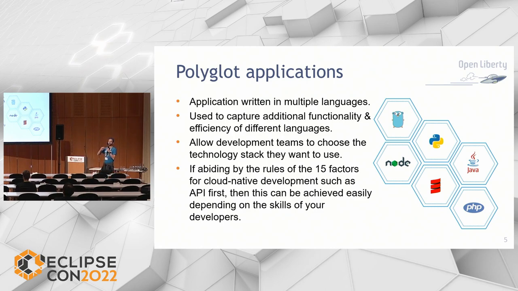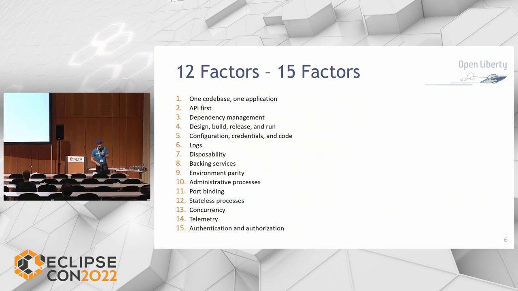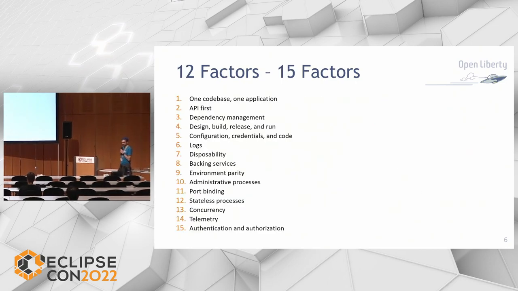And also, who's heard of the 12 factors? This was created by Heroku. I see a few people, yep. So there's a few additional factors, and I'll talk about those later. But essentially, if you abide by the additional factors like API first, security, etc., it makes creating applications using polyglot programming a lot easier. So these are the 15 factors.